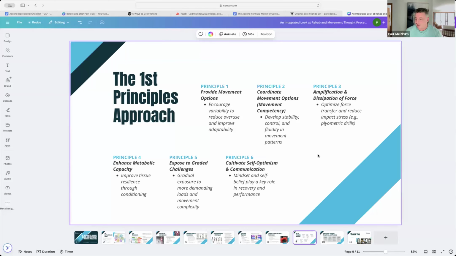And then the final principle is cultivate self-optimism and communication. So mindset and self-belief play a key role. This is how I communicate to someone.